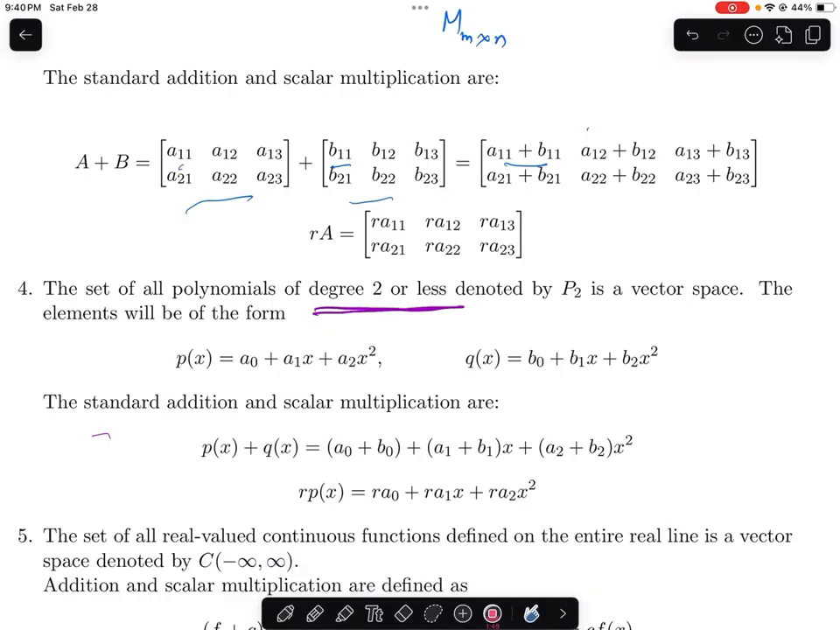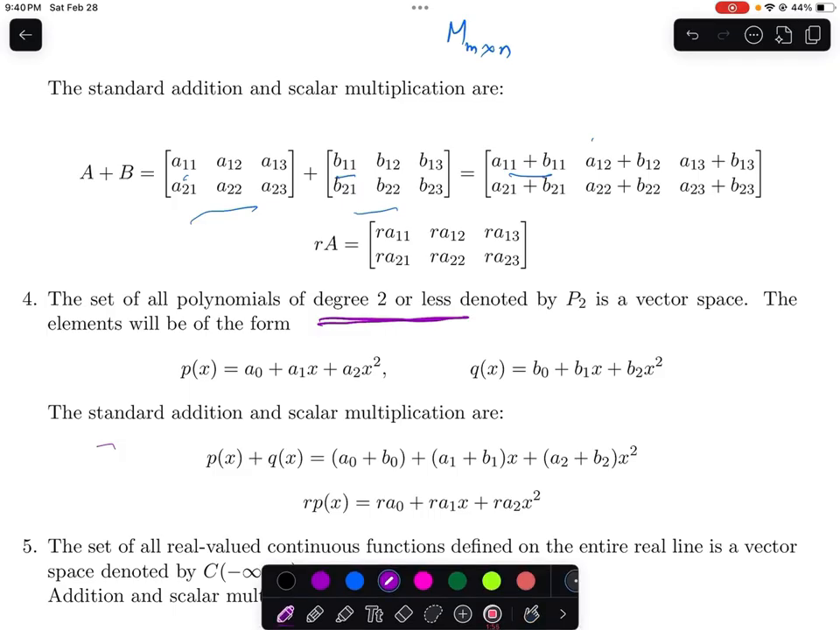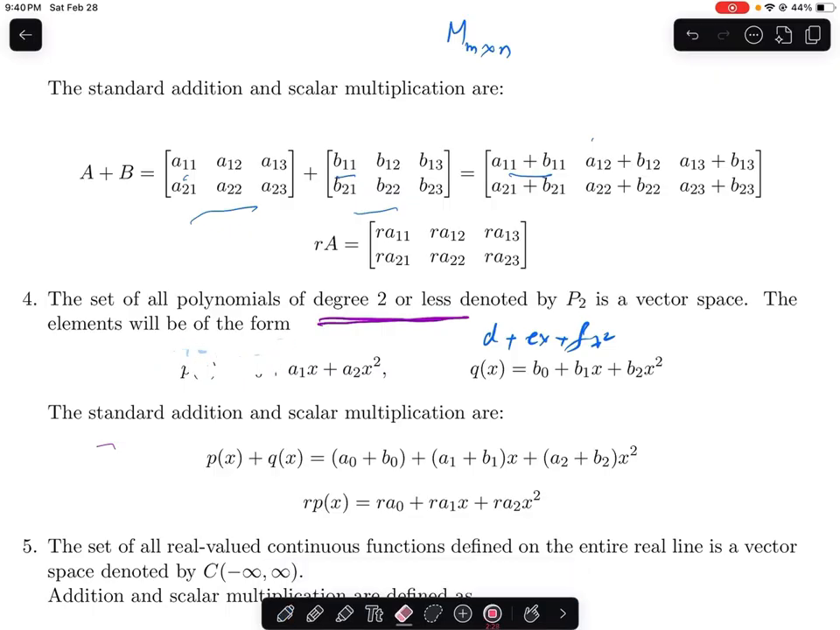You can also take it like a plus bx plus cx squared, and then the next one could be d plus ex plus fx squared. But that way you only get a finite number of vectors, or a finite number of polynomials. So in general, with the indices, we can write as many as we want.